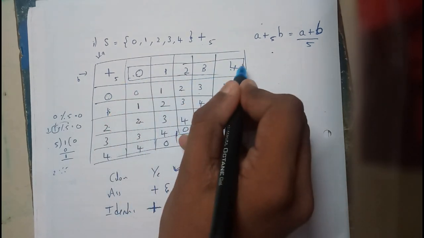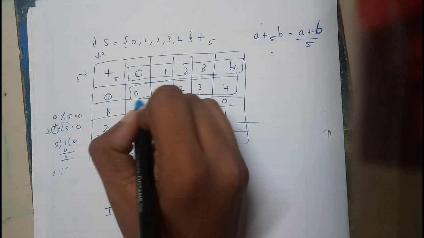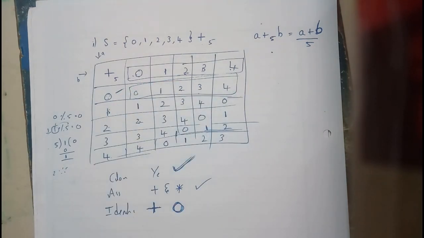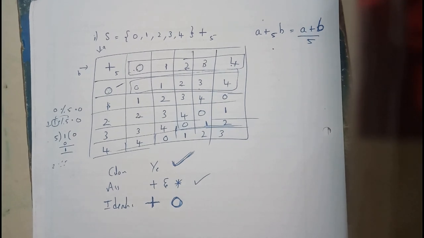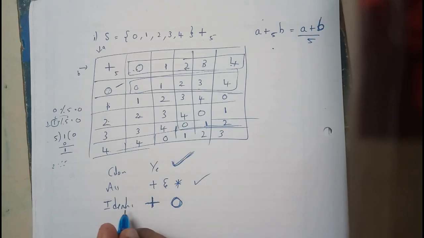The matching row with this, exactly this. So 0 is the identity. That's a small trick to identify it. Okay guys, I hope you understood how I am saying that. That's fine. Next, inverse.